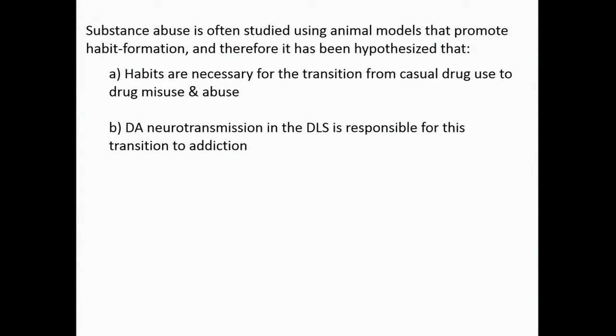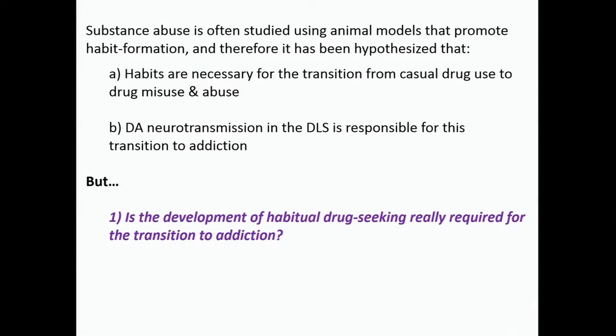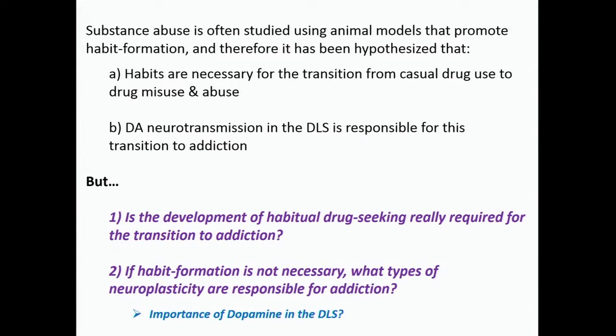Okay, so substance abuse is often studied using animal models that promote habit formation. Therefore, a couple of things have been hypothesized. First, habits are necessary for the transition from casual drug use to misuse and abuse. This has been a well-accepted idea in the literature. And then the other thing is that dopamine transmission in the dorsolateral striatum, or DLS, is responsible for this transition to addiction. Okay? So the two questions I want to ask are, is the development of habitual drug seeking really required for the transition to addiction? Do you need habits to be addicted? And the other question is, what types of brain plasticity, brain changes, are responsible for addiction if habit formation is not necessary? Does it still involve these same areas of the brain, like the dorsolateral striatum?